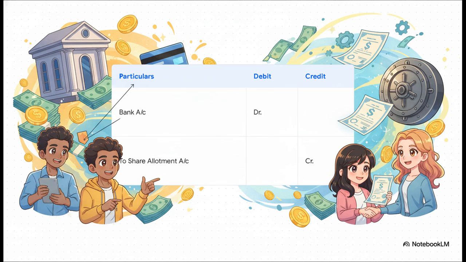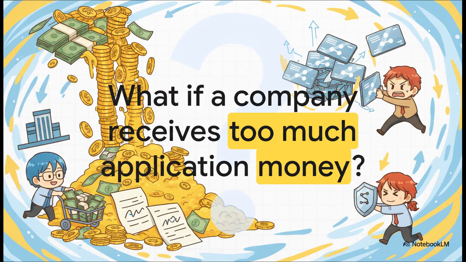It's marked as paid. Now, here's a fun scenario. What if the share issue is a massive hit? I mean, it's a great problem for a company to have, but what if it gets way more application money than it has shares to sell? This is a situation called oversubscription. What do you do with all that extra cash?